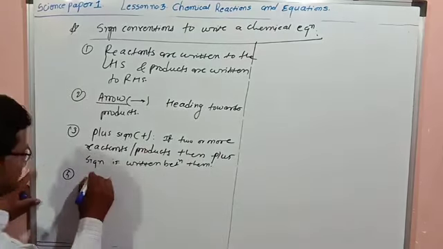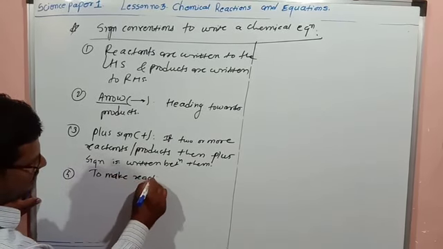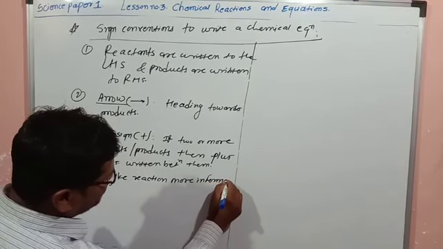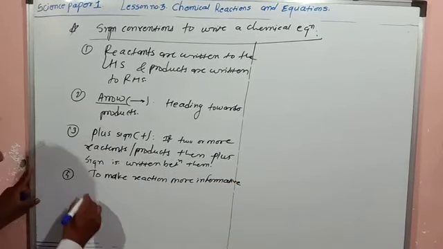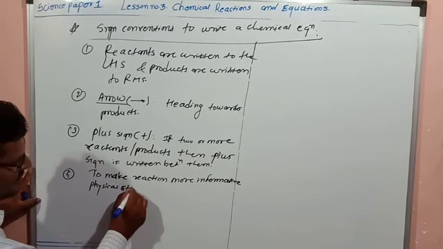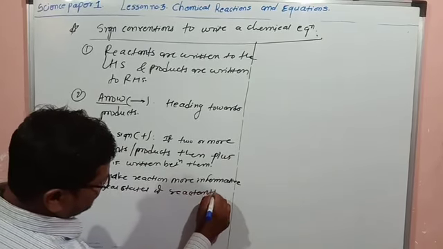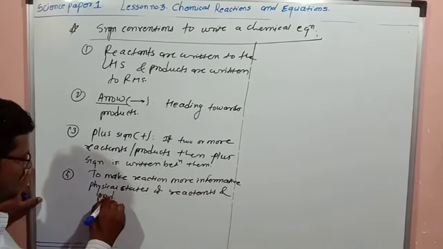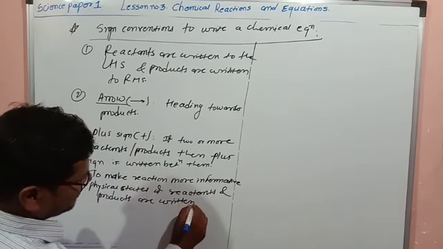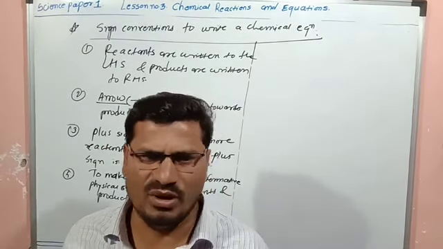So to make a reaction more informative, the physical states of reactants and products are written. It is important to write the physical states of the reactants and products.